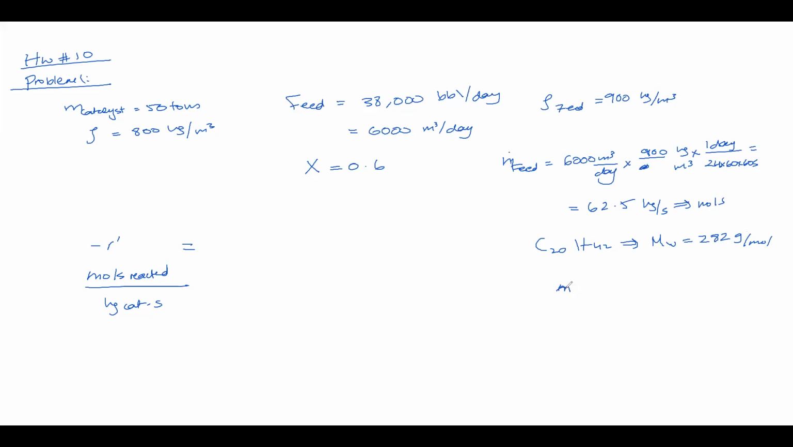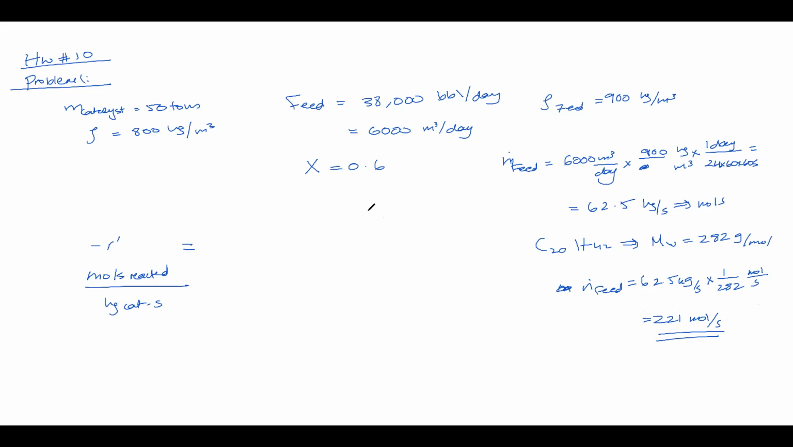So now N feed is 62.5 grams per second, let me write this properly, multiplied by 1 over 282 moles per gram. Since this is kilograms, multiplied by 1,000 divided by 282, and you should get 221 moles per second. So this is the moles of the feed.